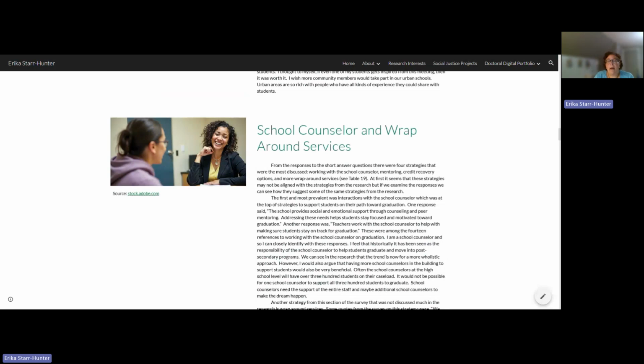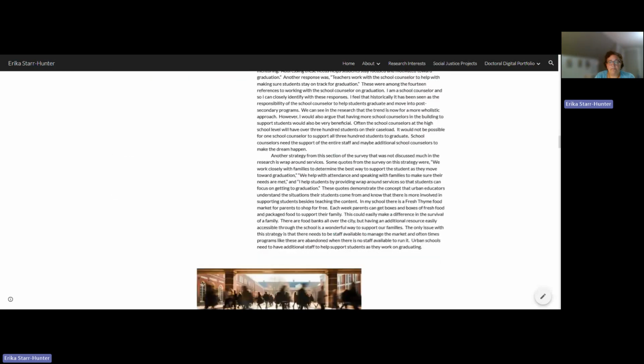And they also talked about wraparound services. For example, this might be someone in the building who is making sure that students have glasses, have access to a dentist. Some schools have a pantry where families can access food. They provide school supplies. So just a variety of different wraparound services.